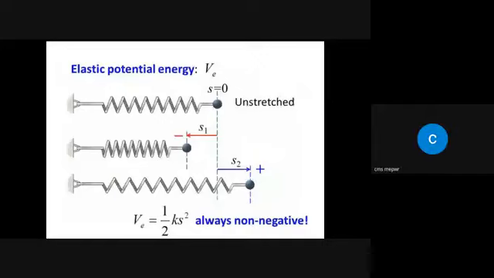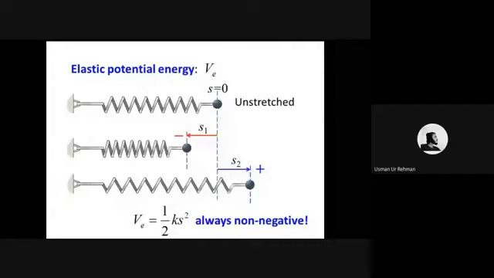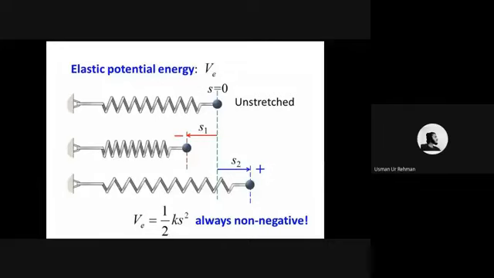Okay, as I have discussed, in case of dynamics, the two forms of potential energy which we are interested in are: one, the potential energy due to gravity, which is the potential energy due to weight, which we just discussed, and the second one is the elastic potential energy.